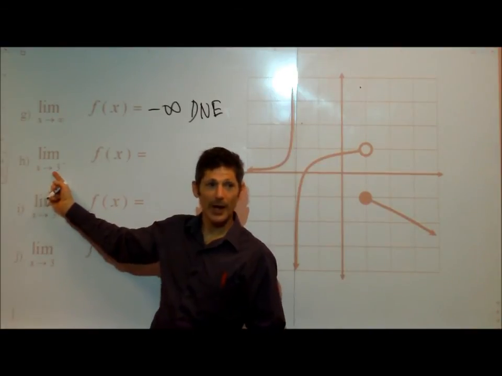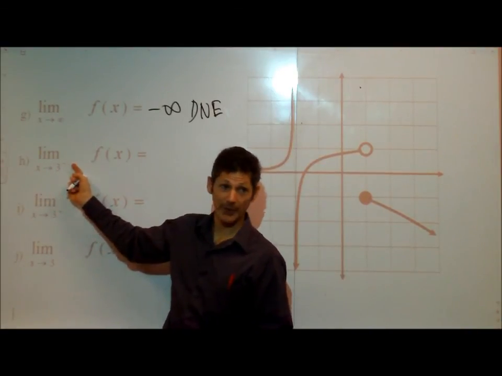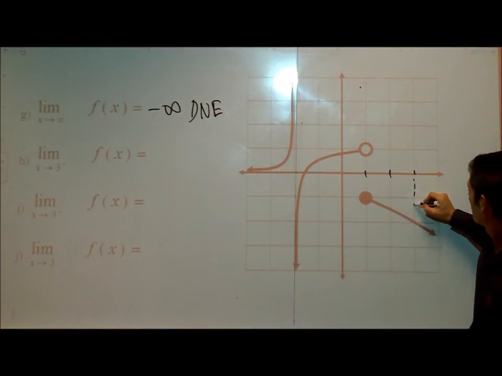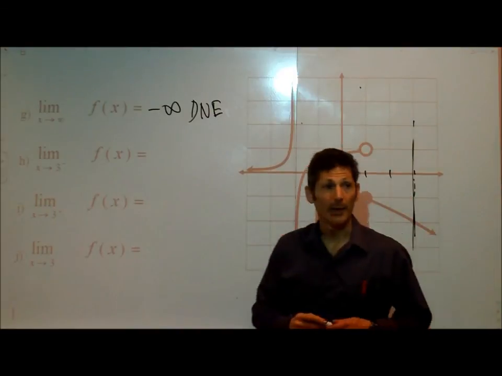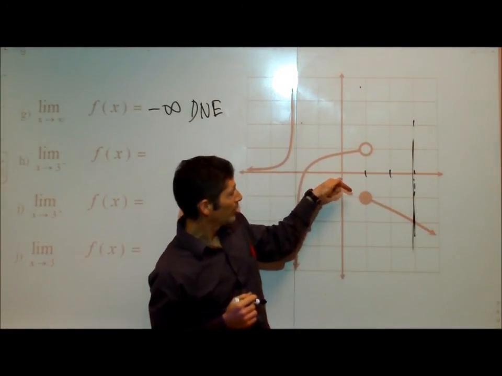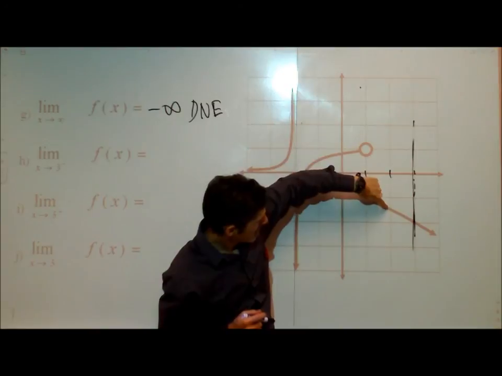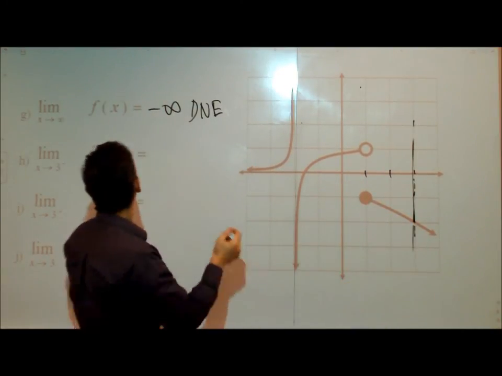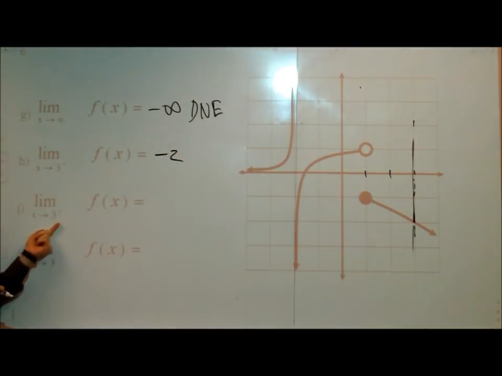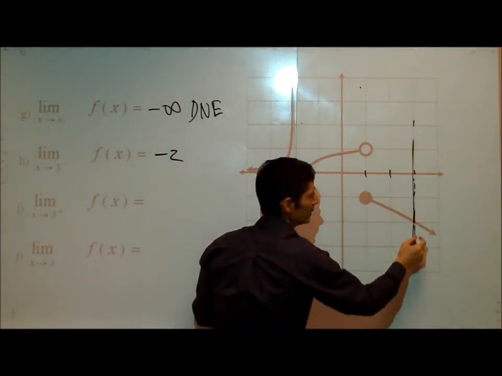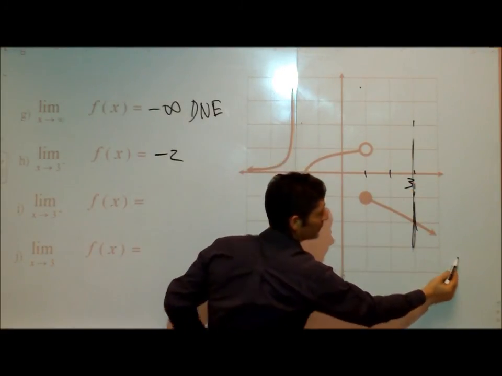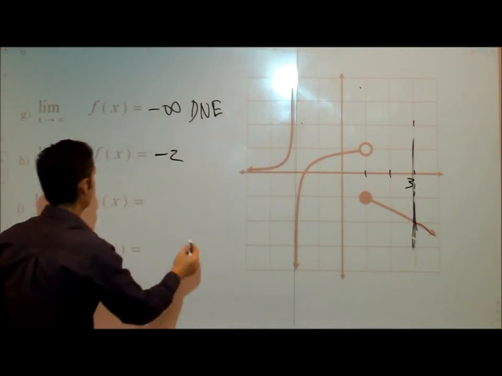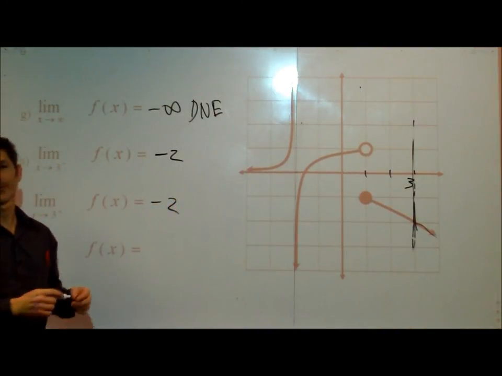Okay, a couple more. You know how this works now? Yep. I'm trying to get to 3 from the negative side. There's 3. 1, 2, 3. I'm trying to get to here, and I'm coming from the negative side. What is my y value approaching? -2. It looks like it's approaching -1, -2. I'm trying to get to 3 from the positive side. There's 3. I'm trying to get there from the positive side. I'm approaching -2. It's not very exciting.